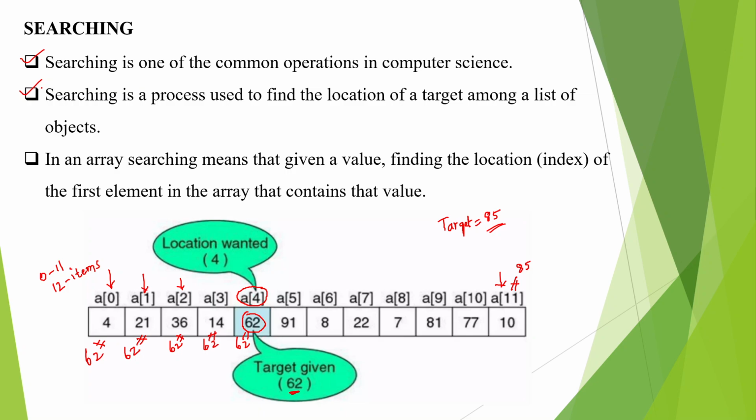Okay, so the last point you can see, in an array, searching means that given a value, finding the location. Location is nothing but what? Location is the index of that element. So the location we are returning is nothing but the index of the first element in an array that contains that value.